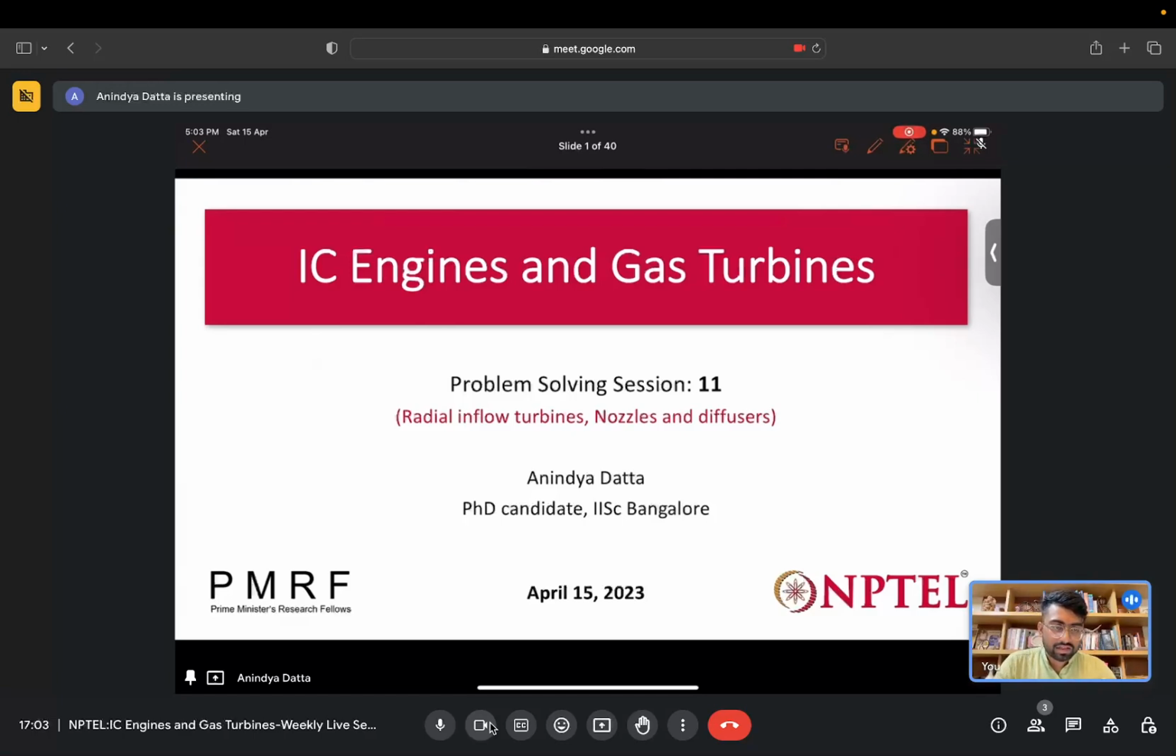that are present in an aircraft engine are the intakes, which is also known as a diffuser, and the nozzle, which ejects the exhaust jet at a very high velocity, and eventually we get thrust for the aircraft to fly, right? So we will be discussing those two parts in today's session, nozzles and diffusers.